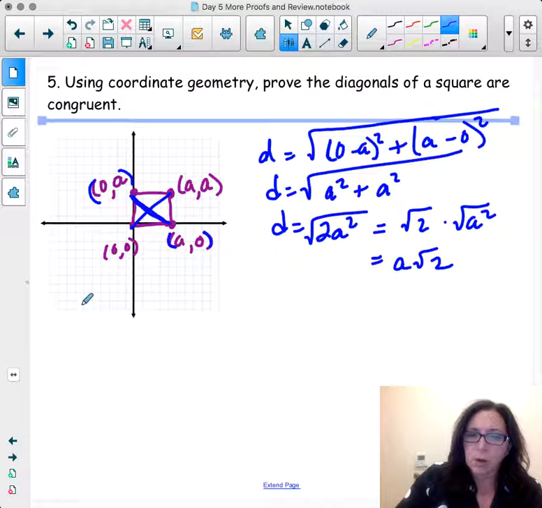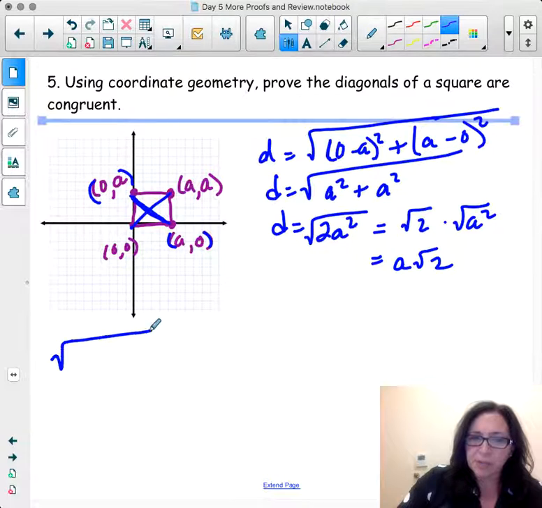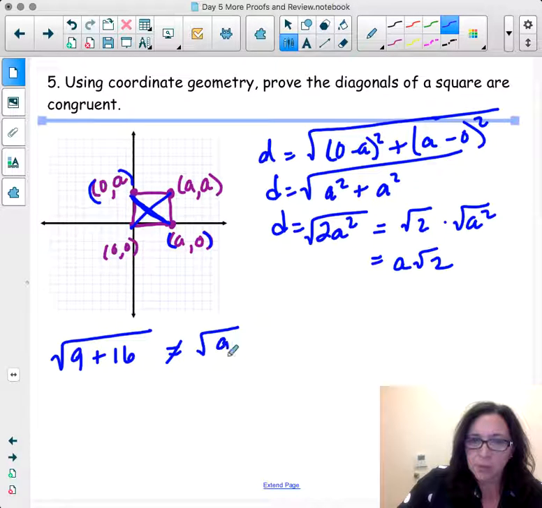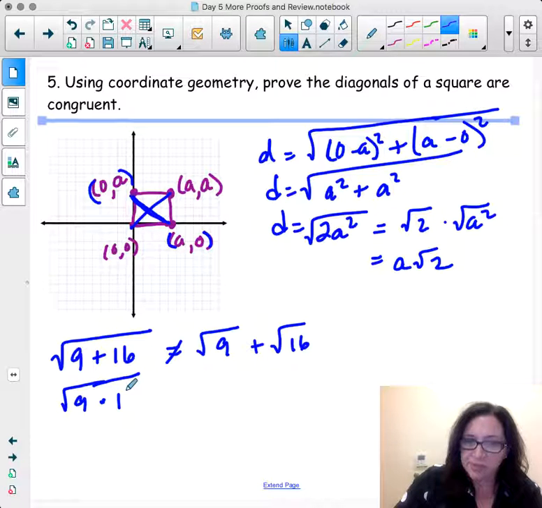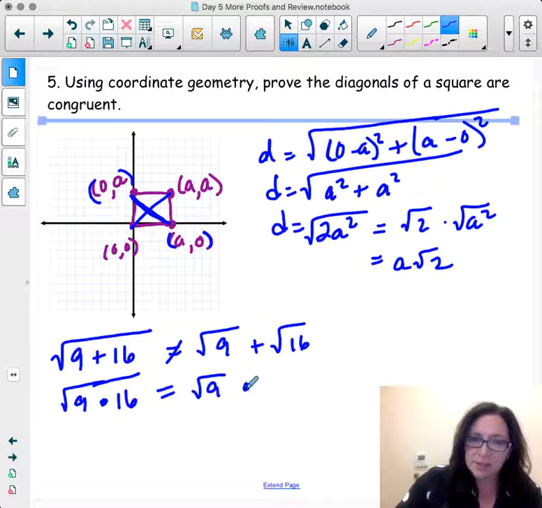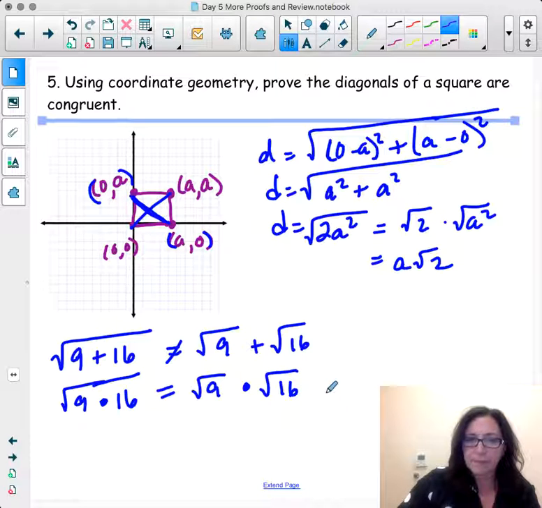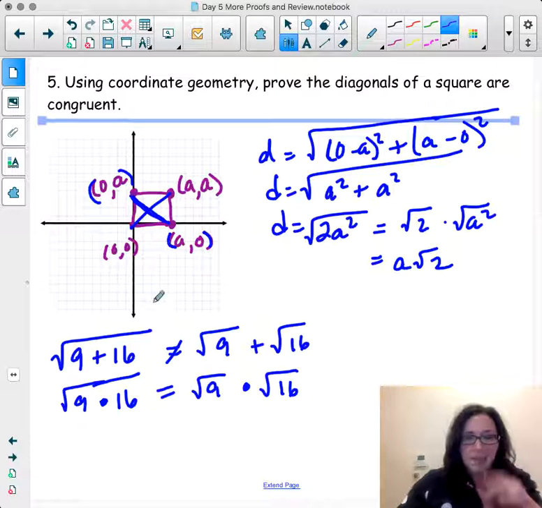Remember, before I told you that you couldn't split values up. Remember we had this example, 9 plus 16. We said that does not equal that plus that, and that's still true. What I want to remind you is if I had 9 times 16, multiplication, product, that does equal the square root of 9 times the square root of 16, okay? So that's just something to keep in mind.